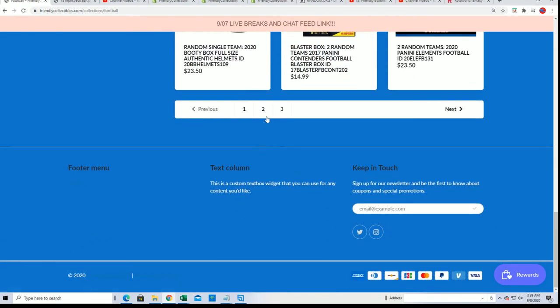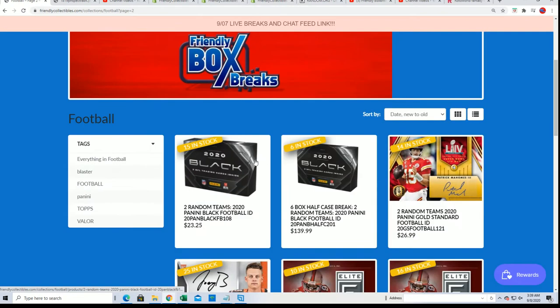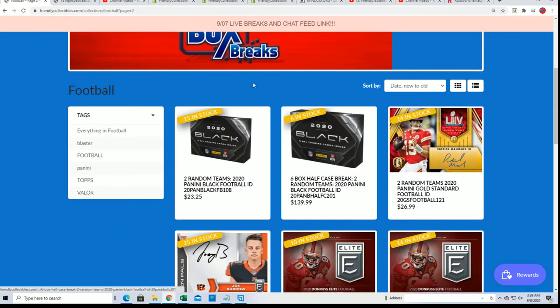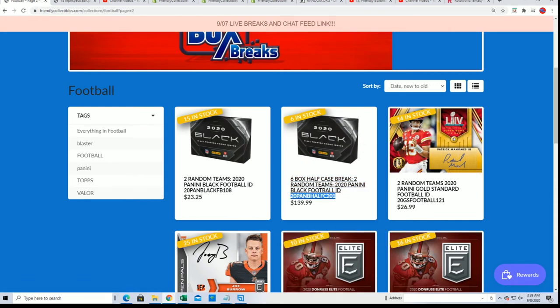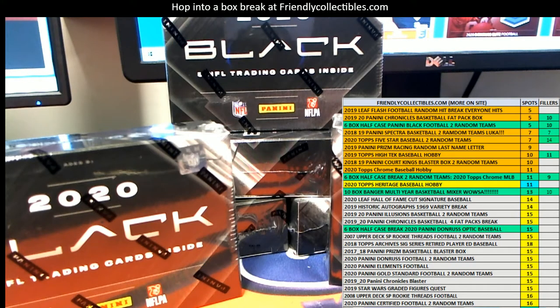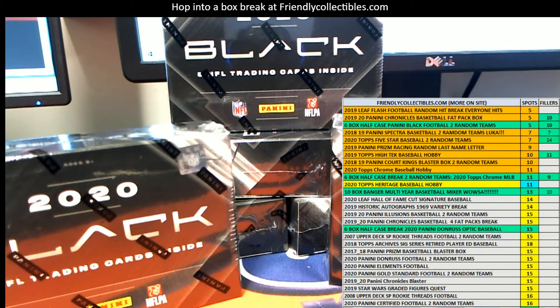And anyway, so our half case right now is down to five left. It should say five right there. Let me fix that. That's right. Our half case is down to five. And we're getting ready to find out the winner in filler F.